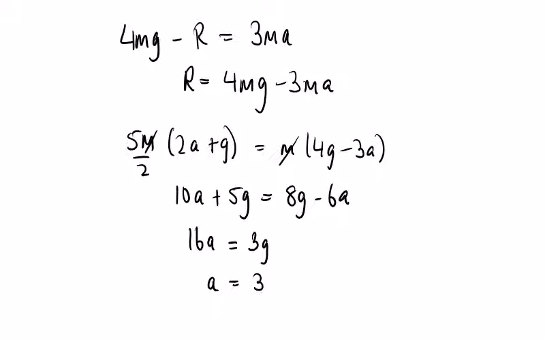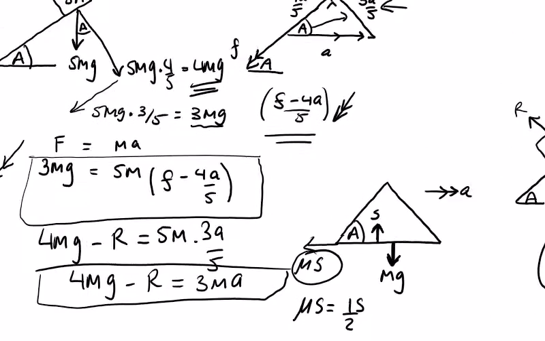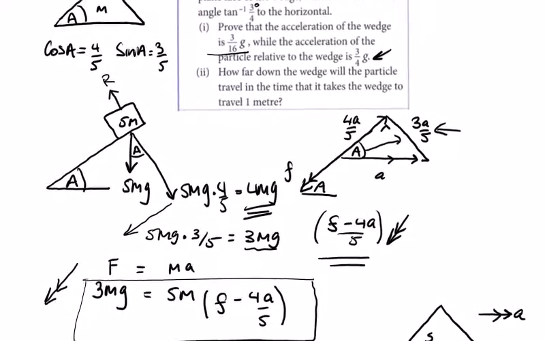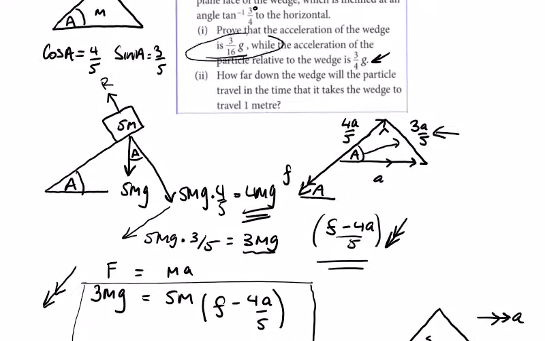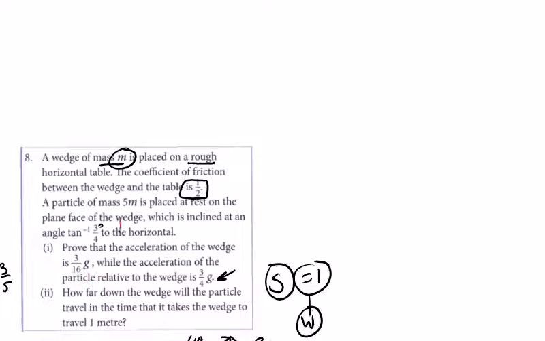So a is equal to 3g/16 meters per second squared. So that's what we got for a. And how far down the wedge, so we're looking for distance here. How far down the wedge will the particle travel in the time it takes the wedge to travel 1 meter? S is equal to 1 meter for the wedge. Okay, we can keep the question here and do it here.